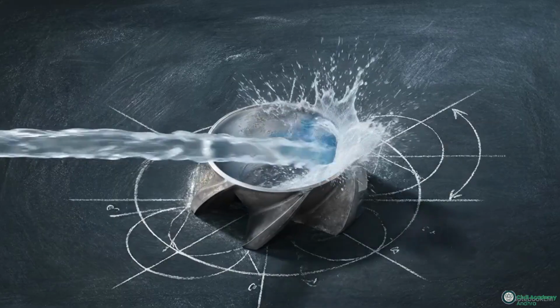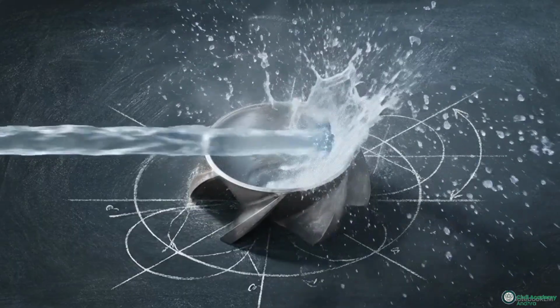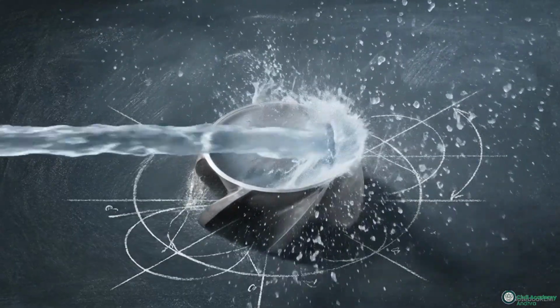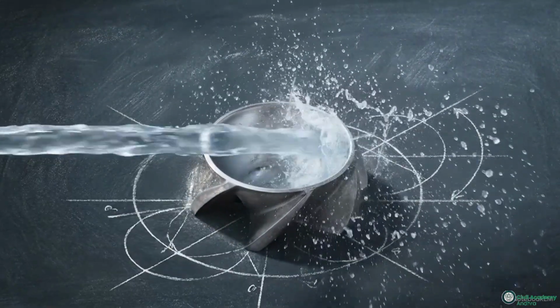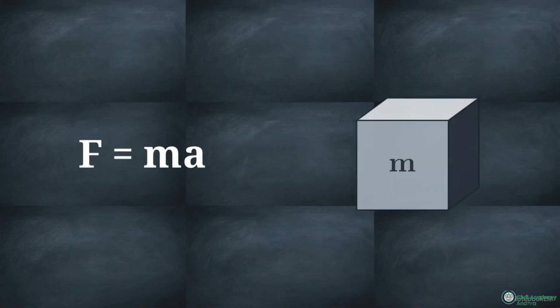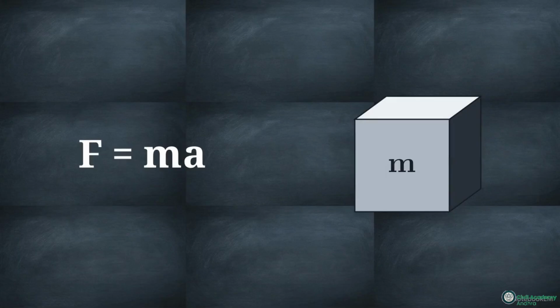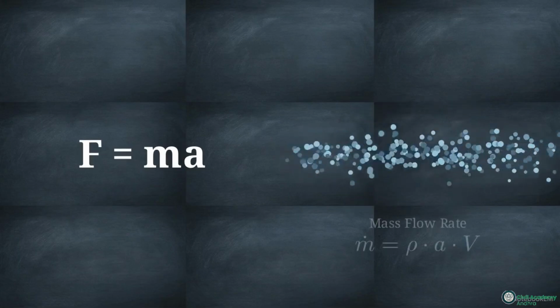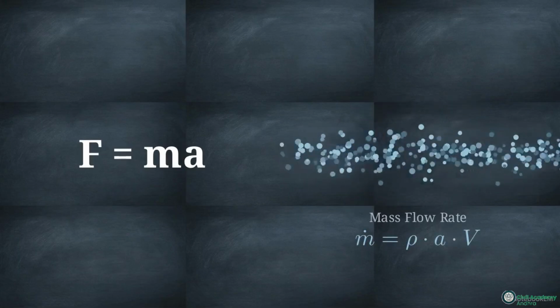To engineer a system capable of turning millions of gallons of water into megawatts of electricity, you have to map exactly how fluid kinetic energy is converted into mechanical work. Every force generated by a fluid jet relies on Newton's second law, but instead of applying force equals mass times acceleration to a single rigid object, we apply it to a continuous stream.